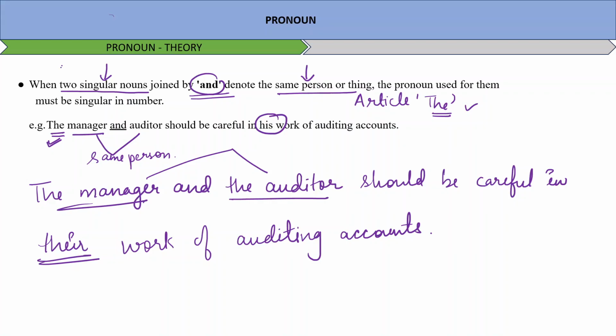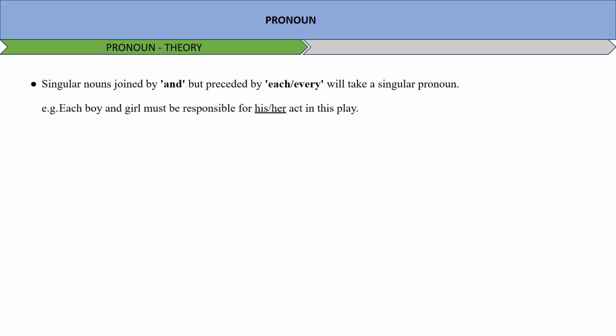Now, singular nouns joined by and but preceded by each and every will take a singular pronoun. See, singular nouns joined with the help of and but preceded by each or maybe every, that particular sentence will always take a singular pronoun. Okay.